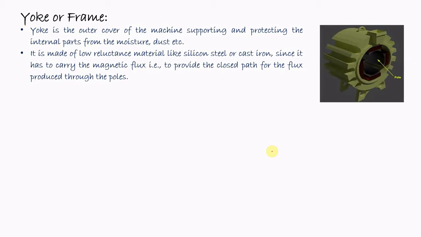The main purpose of the frame or yoke is to protect the inner part or the internal part of the machine from moisture and dust. The second purpose of the frame or yoke is that it provides the return path of the magnetic flux which is produced in the pole of the machine.